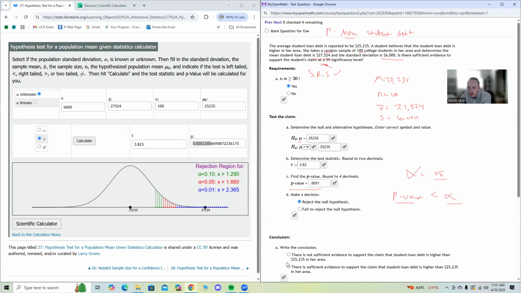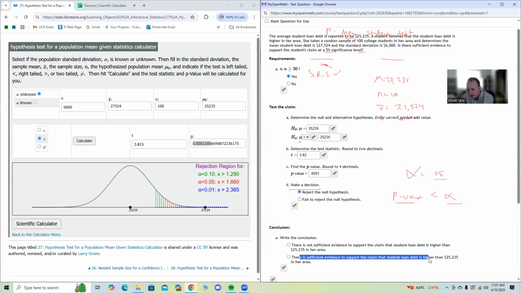Write a conclusion. Because we're saying this is not true anymore, we're saying there's significant evidence to support the claim that student debt is higher than that amount. We're saying there's no way it's equal. We're getting behind the alternative hypothesis. There's significant evidence to support the claim that the student debt is higher than that value.